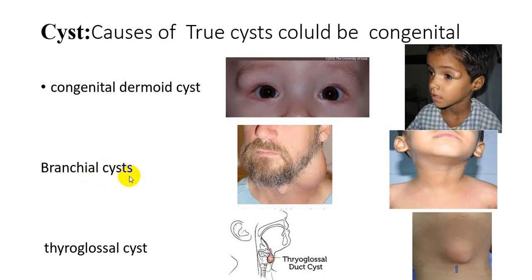Another example, the branchial cyst, which is also formed during embryonic life, where at the branchial arcs some of the ectodermal tissue is entrapped beneath the ectoderm. Another example, the thyroglossal cyst, also with the same mechanism.